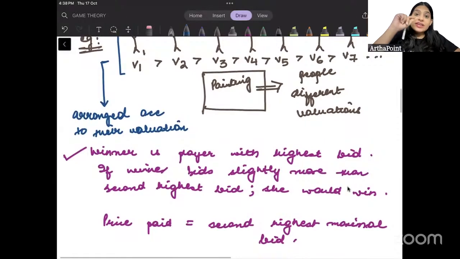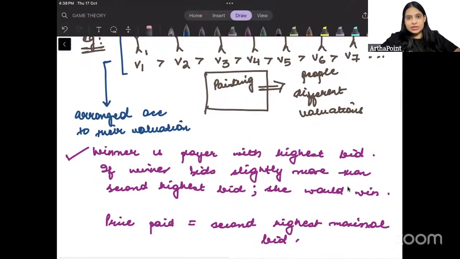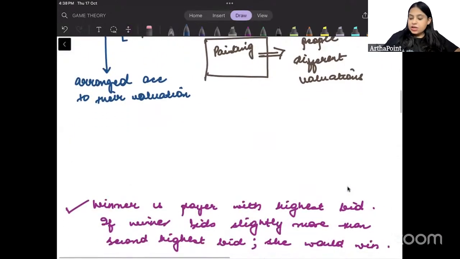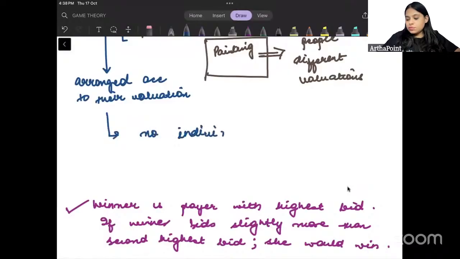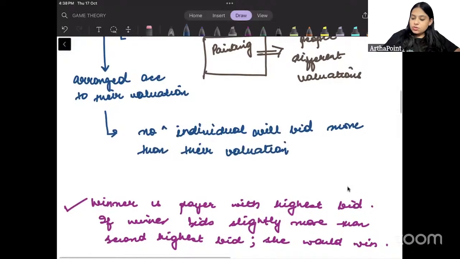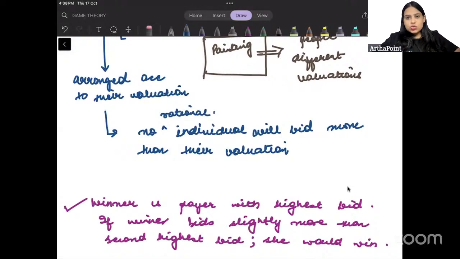Bid is what they write on the paper, जितना वो bidding करते हैं. Of course, ये बात बहुत clear है. It is very, very clear that no individual will bid more than their valuation. No rational individual. कोई भी रैशनल इंडिविजुअल अपनी वैल्यूएशन से ज्यादा वैसे बिड नहीं करेगा, है ना.